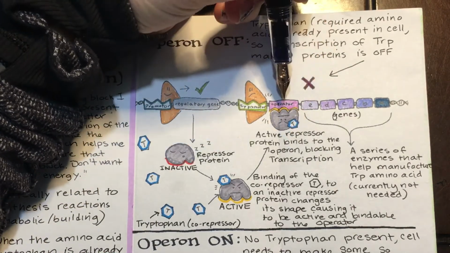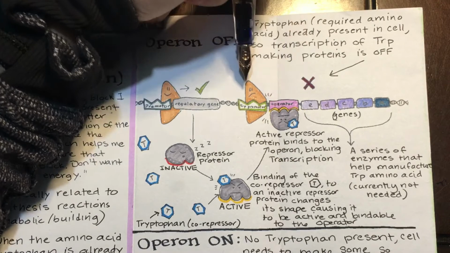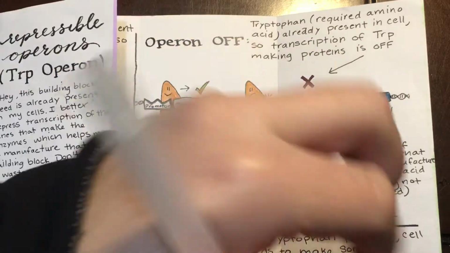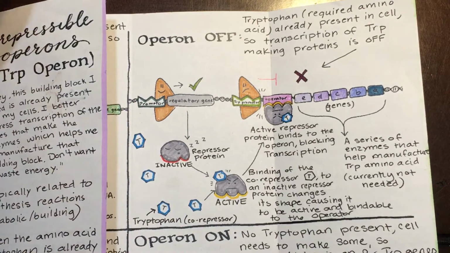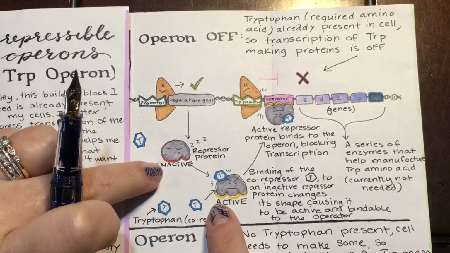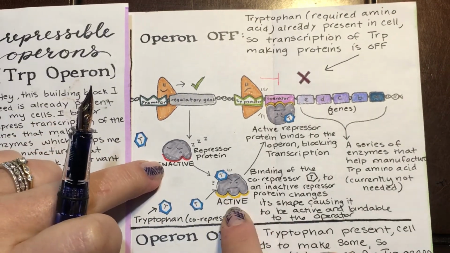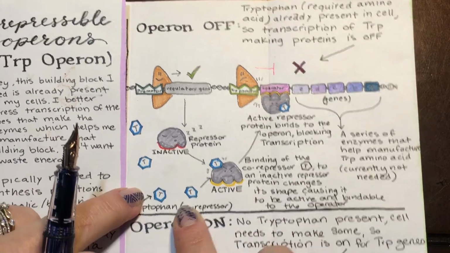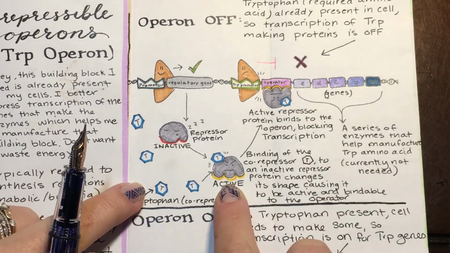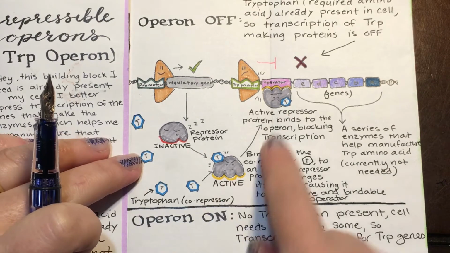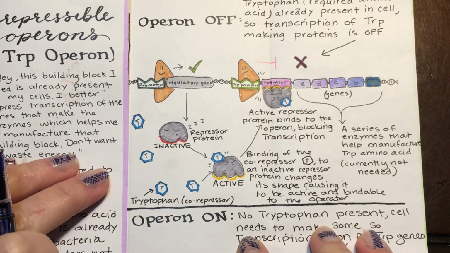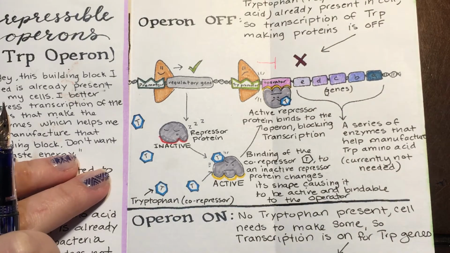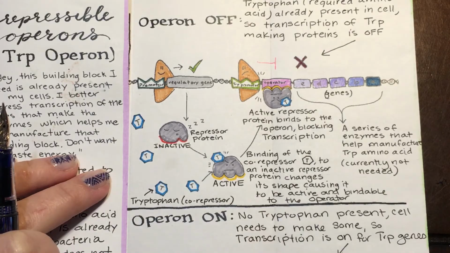The operator with an active repressor bound is blocked, so RNA polymerase is not able to move forward. It is blocked, okay? But that inactive repressor protein only becomes active when tryptophan is there. So it takes that binding to change its shape into the active form. Keep in mind, from our biochemistry unit early in the year, binding of something can change the shape of something else, like a phosphate, in this case, a tryptophan, okay?